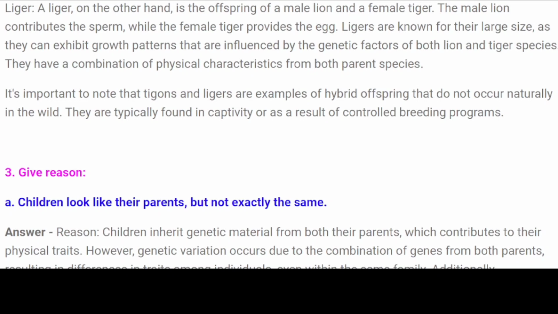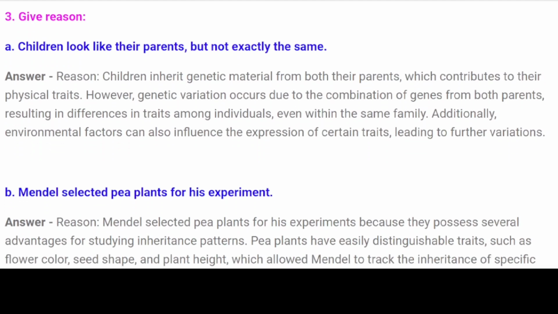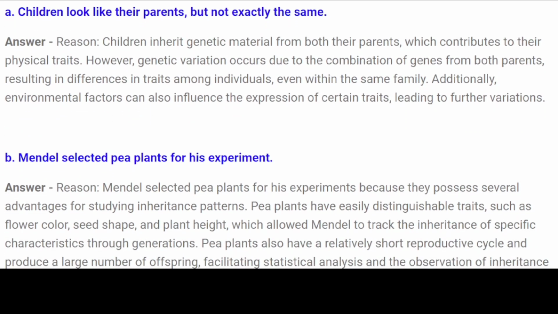3. Give reason. A. Children look like their parents, but not exactly the same. Answer: Children inherit genetic material from both their parents, which contributes to their physical traits. However, genetic variation occurs due to the combination of genes from both parents, resulting in differences in traits among individuals, even within the same family. Additionally, environmental factors can also influence the expression of certain traits, leading to further variations.